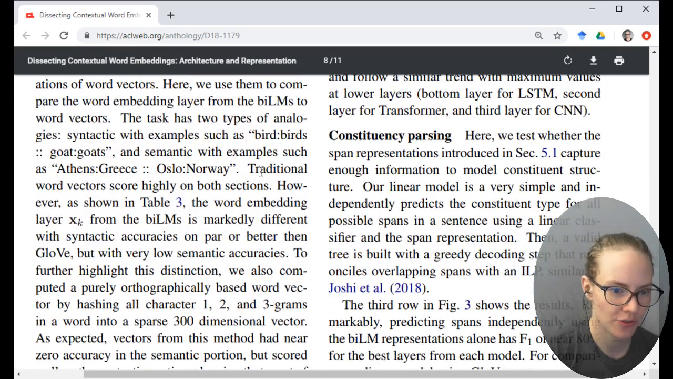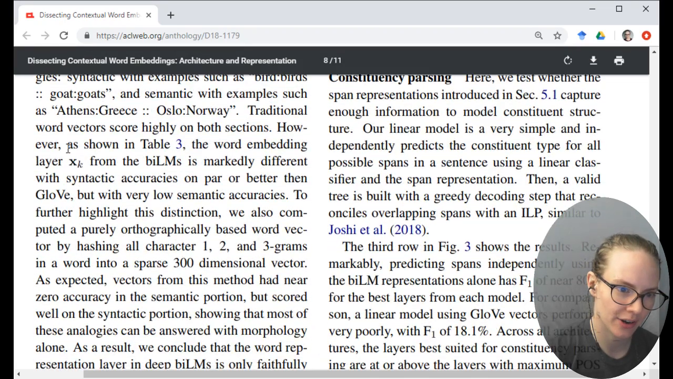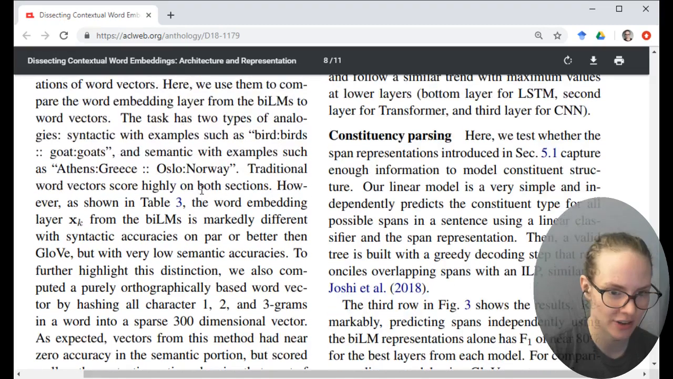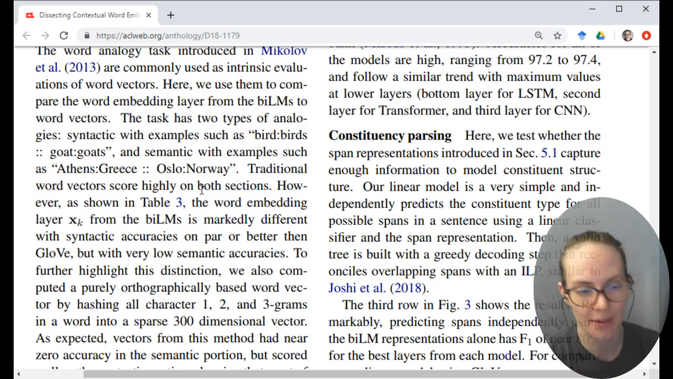However, as shown in Table 3, the word embedding layers x sub k from the biLMs is markedly different, with syntactic accuracies on par or better than GloVe, but with very low semantic accuracies.